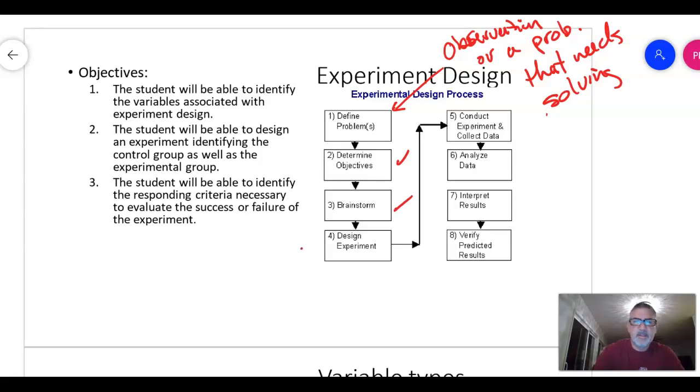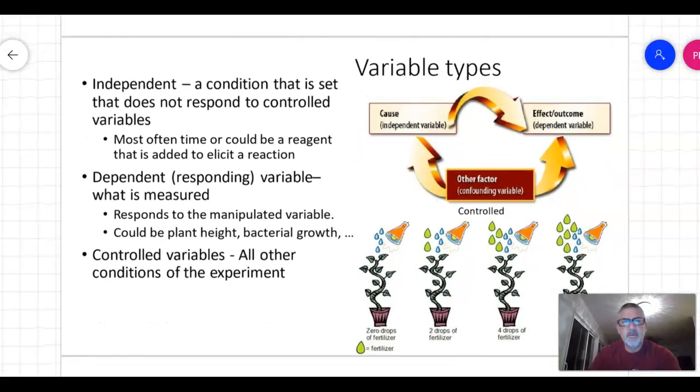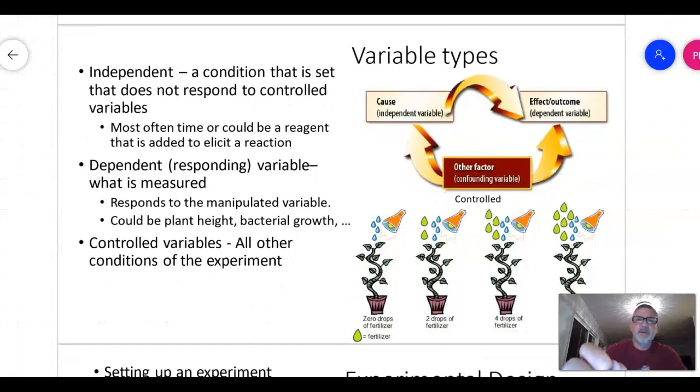And then I've got to design my experiment, right? So we're going to go from here today, right? And then we're going to talk about how you conduct experiments and how you analyze data and interpret results. So let's get on to it. So variables, right? Variable types.